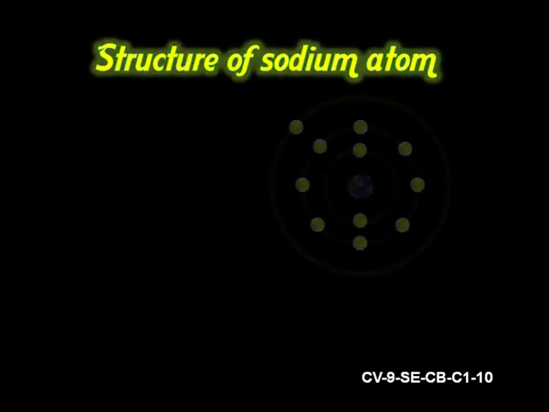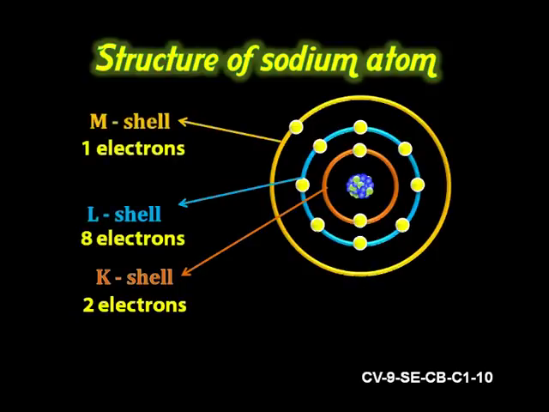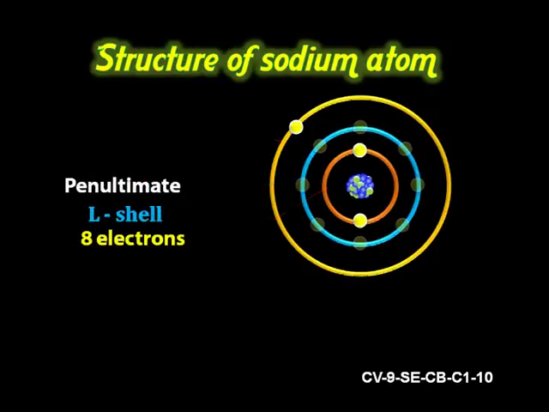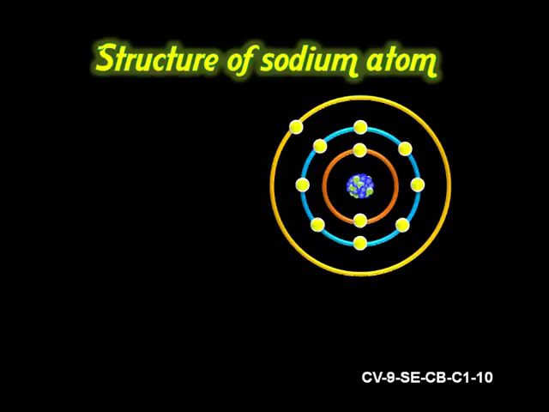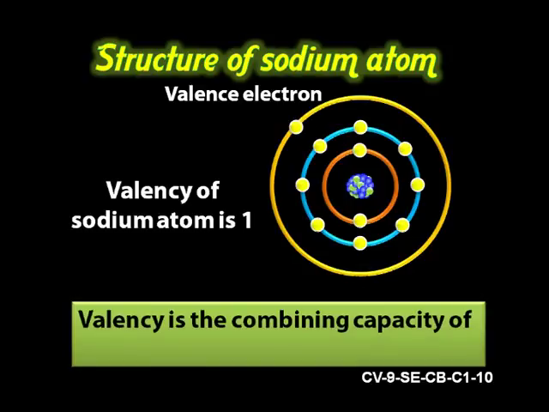Let us consider the structure of a sodium atom. It has 3 shells, K, L and M. The penultimate shell is L and it has 8 electrons. M is its outermost shell and there is 1 electron. Hence, the sodium atom has 1 valence electron. So, the valency of sodium atom is 1. Children, recall that valency is the combining capacity of an atom.